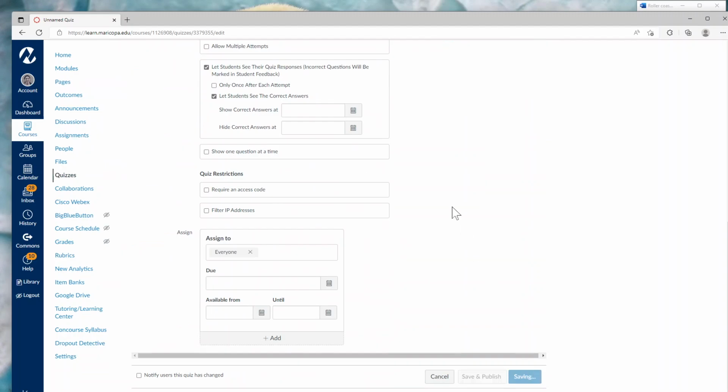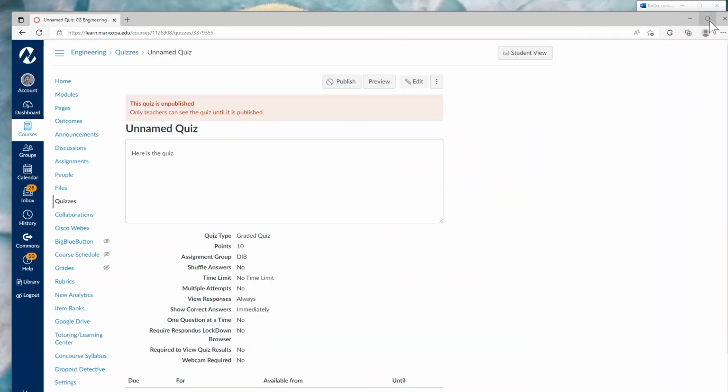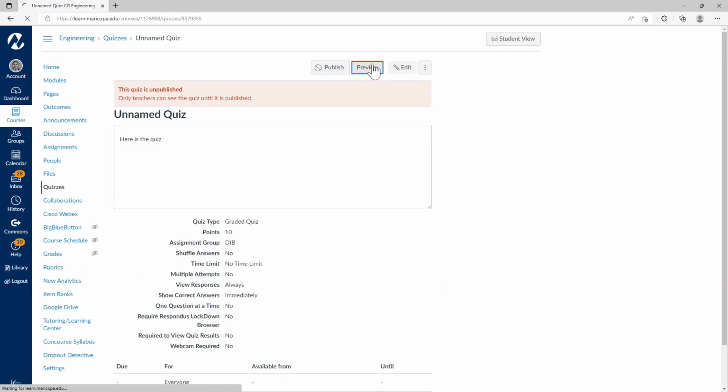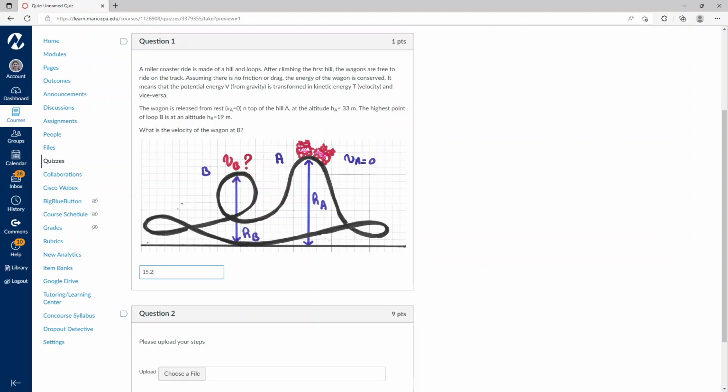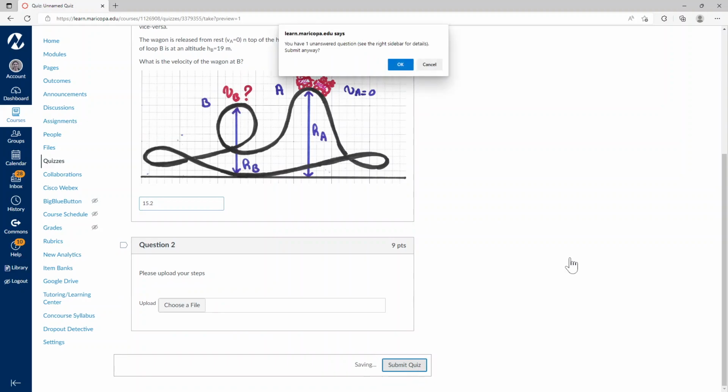Save. I just want to show you what it looks like when we click preview. We have the question, and we can see the values there that were randomized. So the wagon is released from rest at altitude 33. The highest point of the wagon B is at altitude 19. What is the velocity of the wagon at B? And the students will enter their answer. I need to add, make sure to include 1 decimal and give your answer in meters per second. I need to add that to the question. I will do it just after. And let's say I put 19.2, probably not the right answer. I upload the file and I submit the quiz.